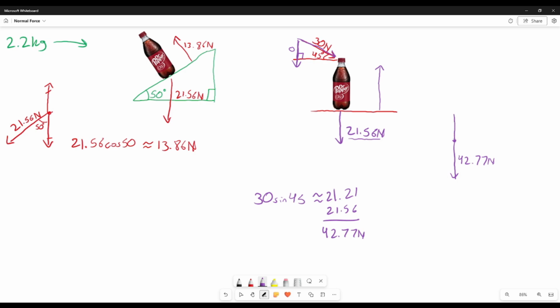Which means our normal force, which of course has to be equal since our bottle of Dr. Pepper is not crashing through the table and it is not levitating into the air. Our normal force has to be 42.77 newtons.